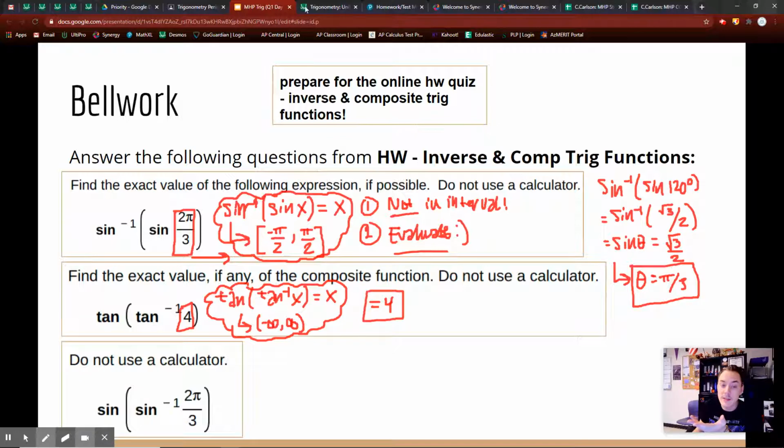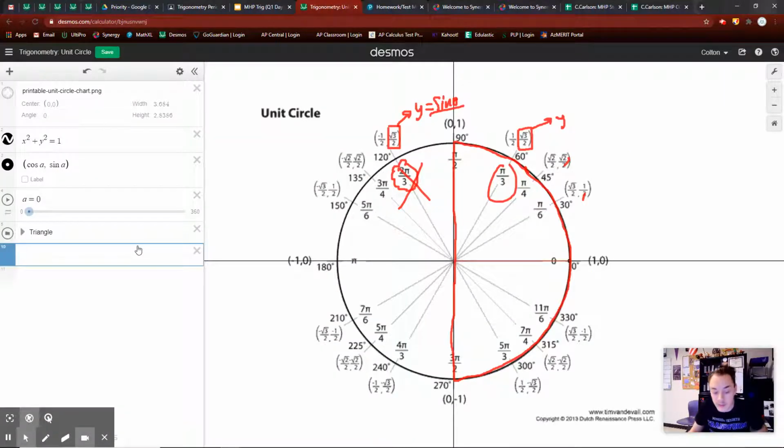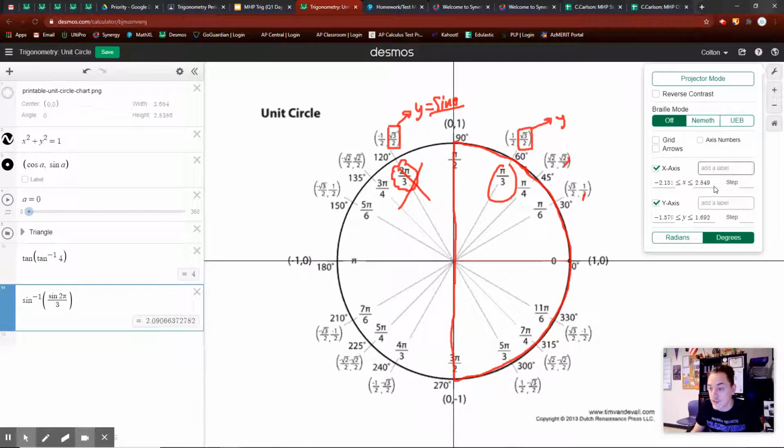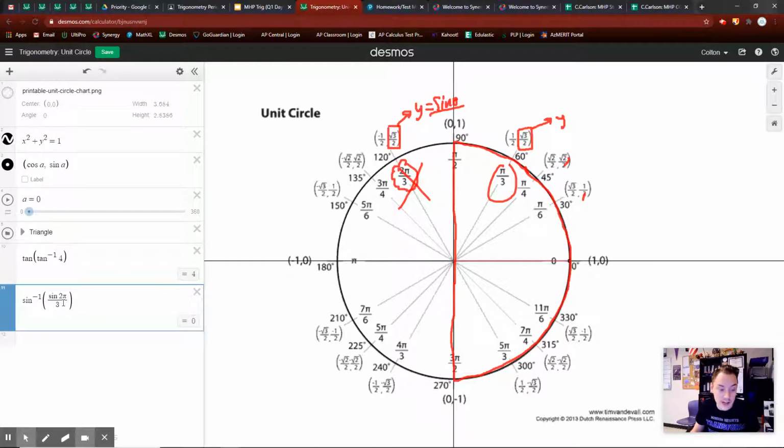And if I literally went to Desmos and plugged it in just to double check because you don't believe me, I can type in tangent of tangent inverse of 4, and I get 4. Okay? That's what I get. Now I could do the exact same thing here, inverse sine of sine of 2 pi all over 3. Now you're saying that doesn't look right, Mr. Carlson, because it's in degrees, I'm pretty sure. Yeah, so I need to change it to radians. And that doesn't look right either because I messed up right here.